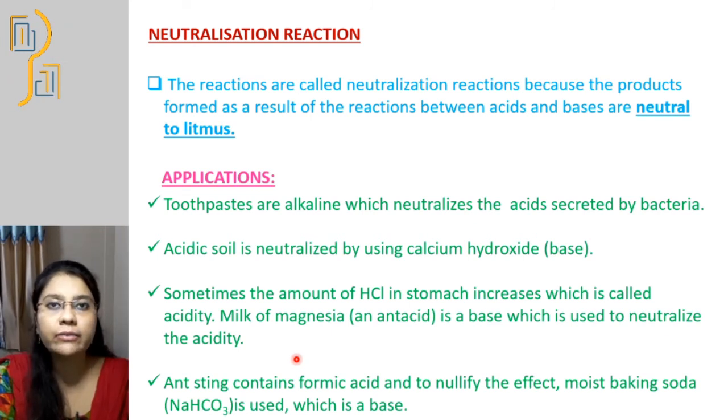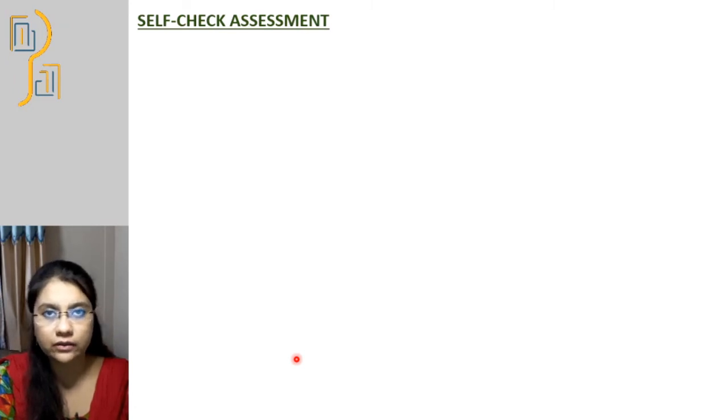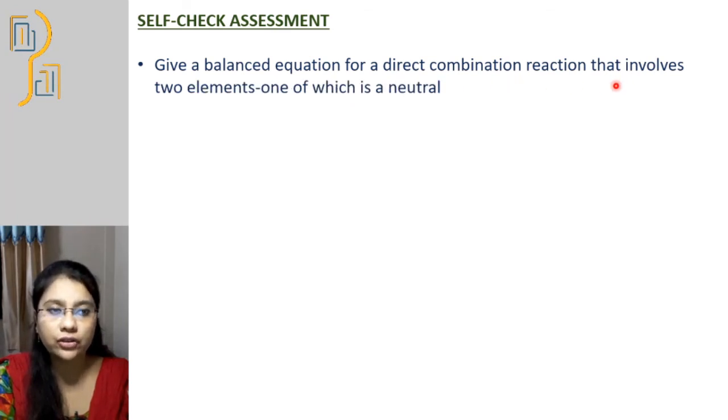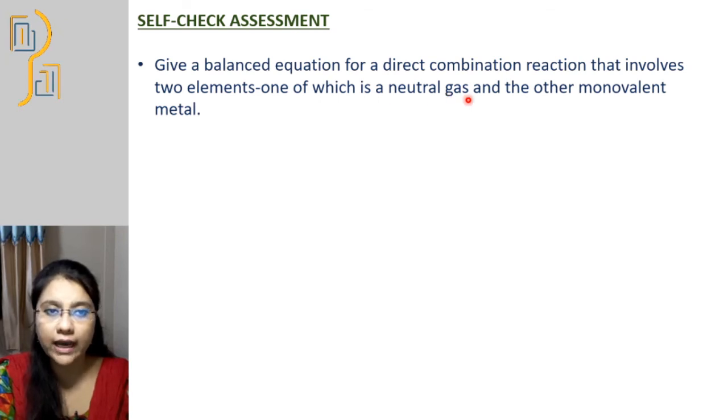Hoping that today's elements are embedded, we encourage you to take up the self-check assessment. This segment is specially designed to test your understanding of today's lesson. Give a balanced equation for a direct combination reaction that involves two elements, one of which is a neutral gas and the other a monovalent metal. So you have to give a balanced equation where a neutral gas and a monovalent metal are involved and it's giving a direct combination reaction.